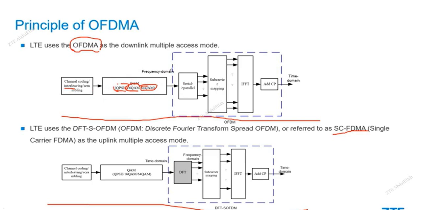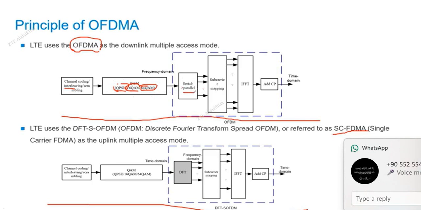After that, this blue part is OFDMA. We can see how OFDMA processes. No matter channel coding, interleaving, scrambling, or modulation, our signal is still a serial signal, right? Our original signal is a serial signal. But if you want to use OFDMA, we don't want to transmit a serial signal. So the first step is serial to parallel. Serial you can think of as transmitting one by one by time. A parallel signal is like transmitting by frequency.